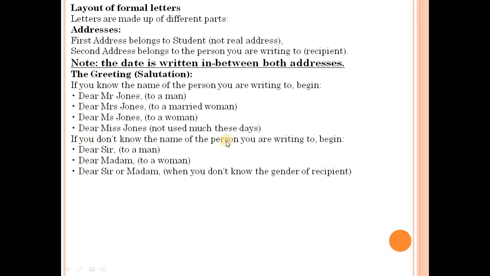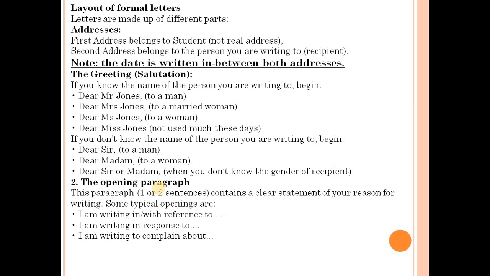If you don't know the name of the person you're writing to, begin with Dear Sir if he is known to you by gender, Dear Madam if she is known to you by gender. If you don't know the gender of the person, you would write Dear Sir or Madam. The second part is the opening paragraph, also called the introductory paragraph. This paragraph contains a clear statement of your reason for writing.